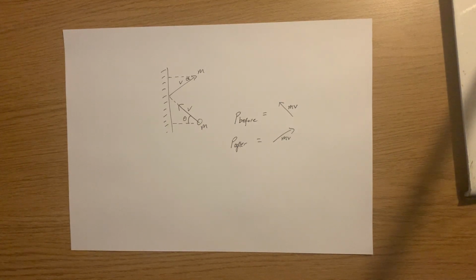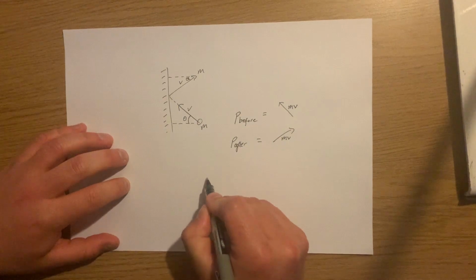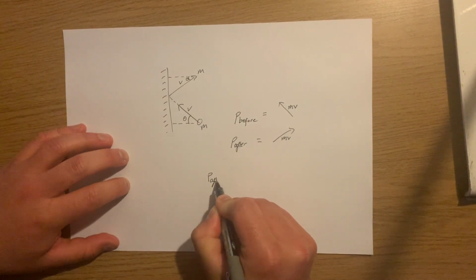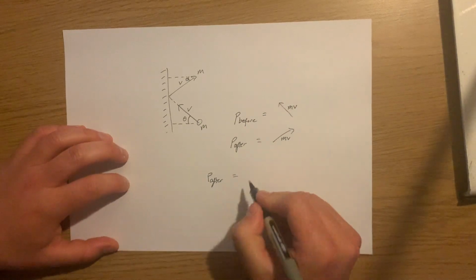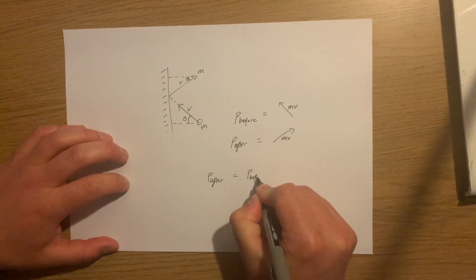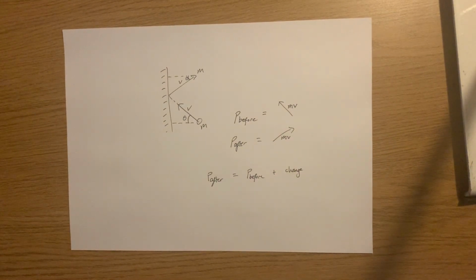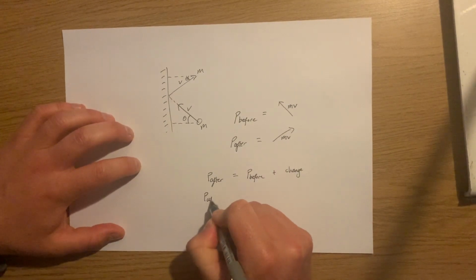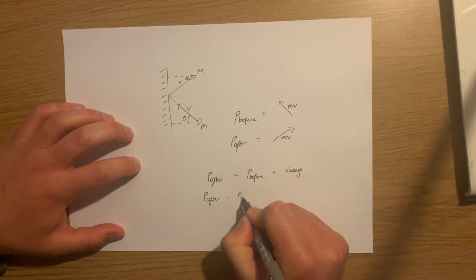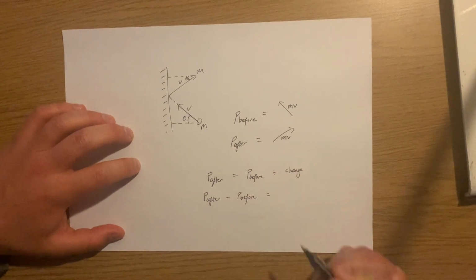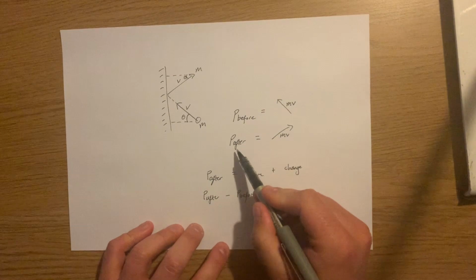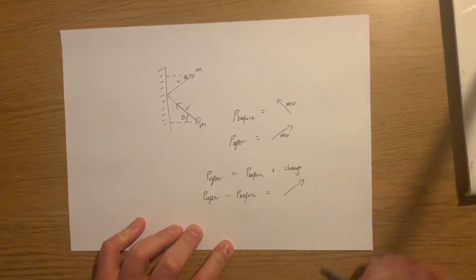Now, what they're asking us is which diagram shows the correct change in momentum that occurs during the collision? So, to find the change, we know that the momentum after the collision is going to be equal to the momentum before the collision plus the change in momentum. So in order to find the change, we need to do the momentum after minus the momentum before, and that will be equal to the change. Now, the momentum after is this arrow here. It goes up like that.